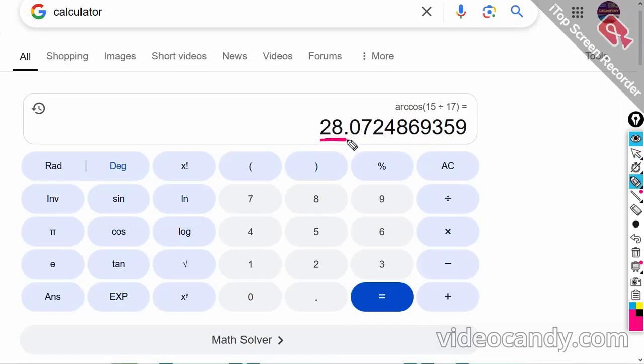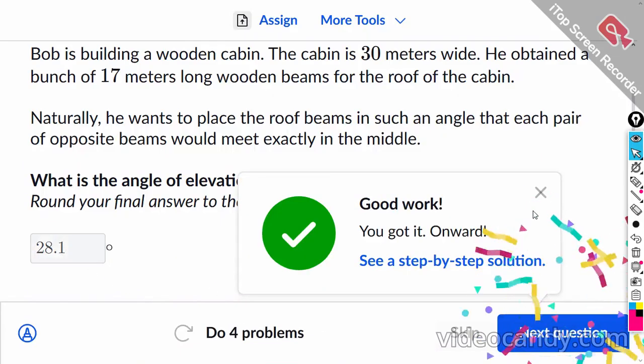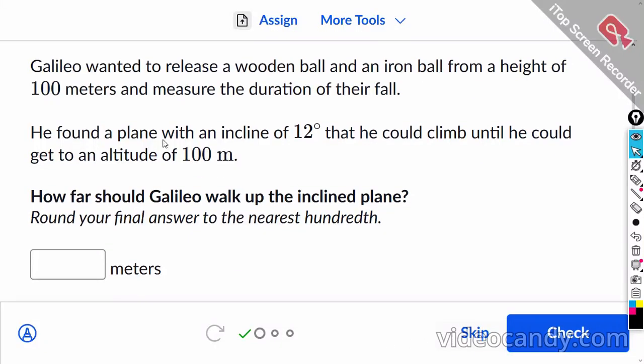So 28.0, you look at the second decimal. If it's 5 or more, you round up. 28.0 is going to become 28.1, and that is in degrees. All right, make sure your calculator is set to degrees. If you need help, see me. All right, 28.1. All right, like I said, some of these you really don't need to write up.